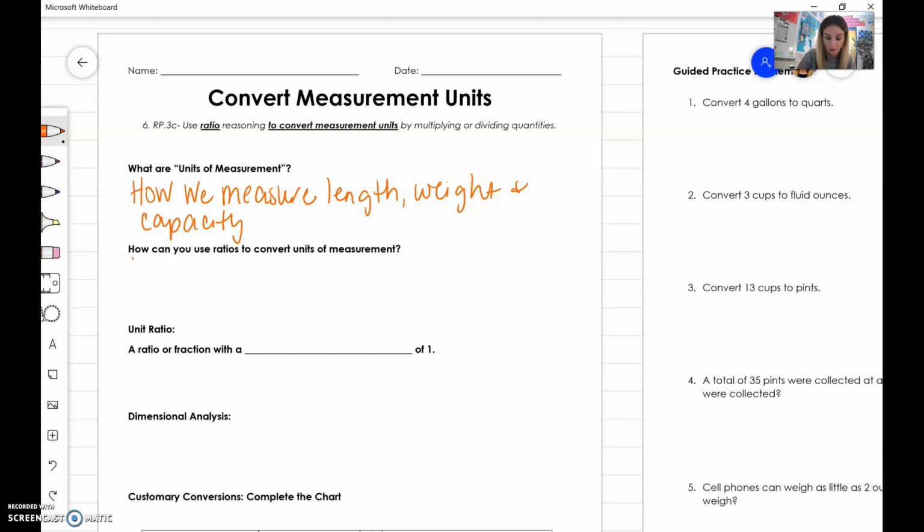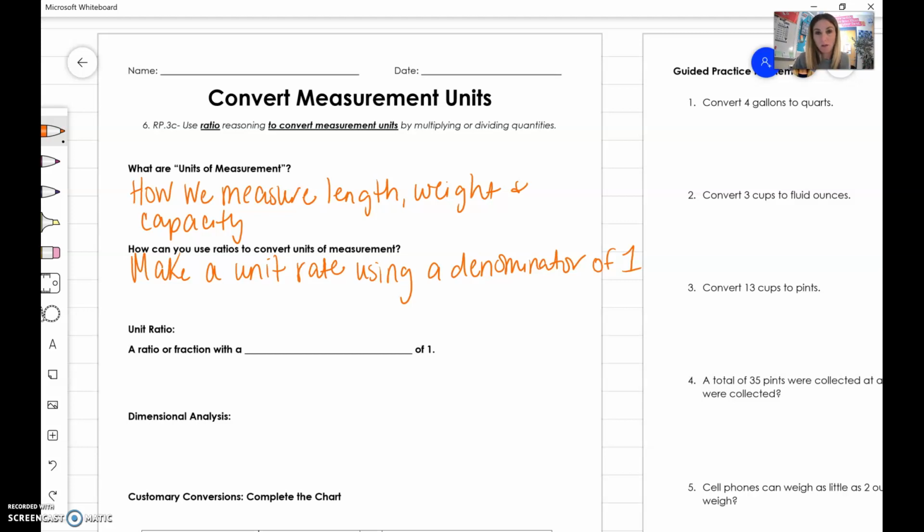So the first thing that we always want to remember is that we make a unit rate using, and this is going to be a repeat, a denominator of 1. So what does that really mean? So we're making a unit rate. Well, that's not anything new. We talked about it in our rates and ratios.